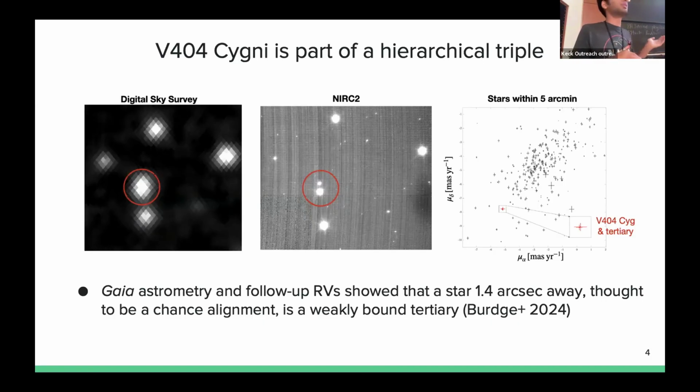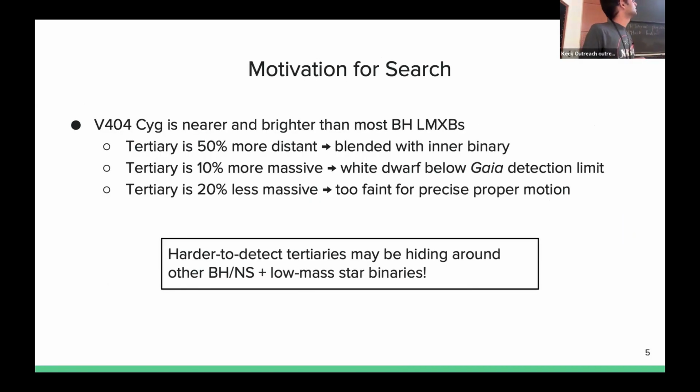So why does this motivate us to look for such tertiary companions to other black hole or neutron star binaries? Well, it just turns out that V404 Cygni is nearer and brighter than most black hole LMXBs. If the system were 50% more distant, that tertiary would have been blended with the inner binary, and Gaia would not have been able to resolve it. If the tertiary were 10% more massive, that tertiary would have already evolved into a white dwarf that would have been below Gaia's detection limit. And yet, if it was 20% less massive, it would have been too faint for that precise proper motion analysis.